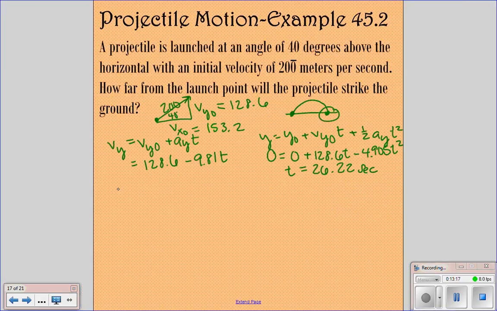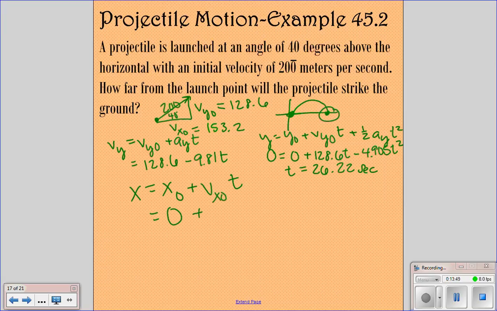So we're going to start with the x position because it asks about how far from the launch point it will strike the ground. That's talking about a position. So x is going to equal x sub o plus v sub xo times t. Initially our x position was 0 because it started at the ground. We are assuming that this point here is basically the origin.